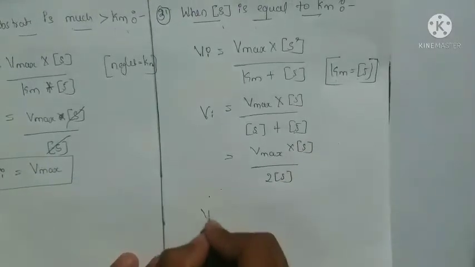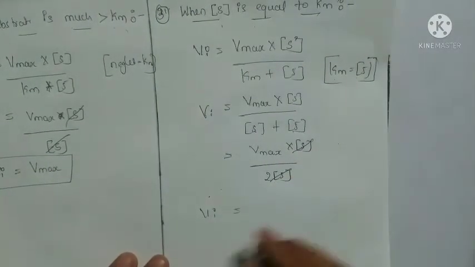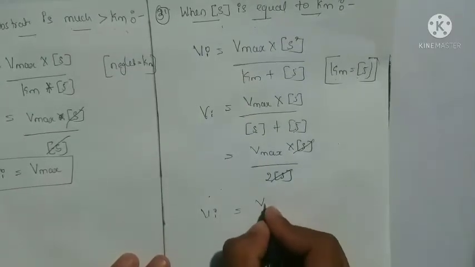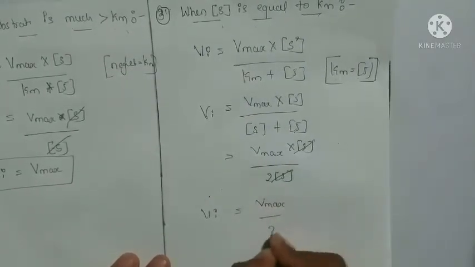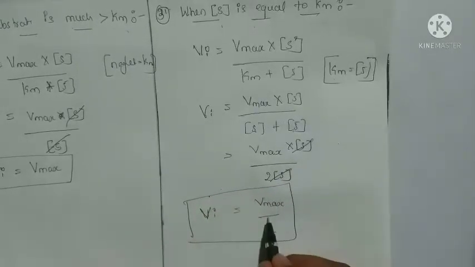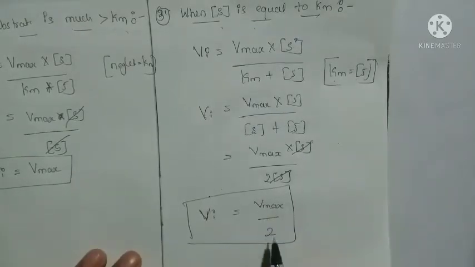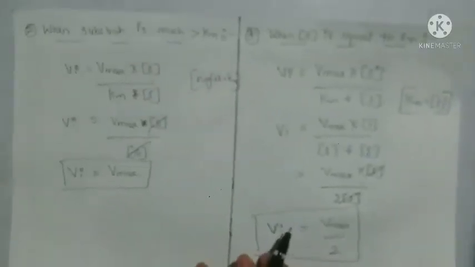Here the initial velocity, with one substrate and another substrate cancelling, gives V max divided by 2. The initial velocity is half of the maximum velocity. You can see it in the graph.